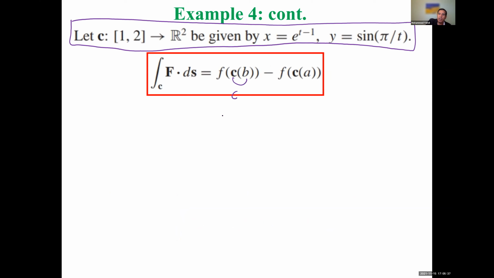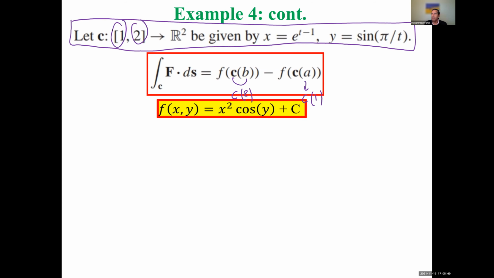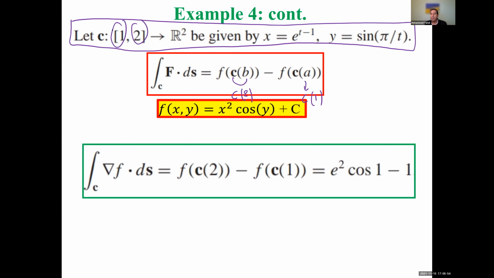So we just need to find f. It's going to be f of the endpoint, which is f of 2, because we have 2 here. And here we're going to do f of 1, because we're starting at 1. And we have our function f. We substitute function f. Let's go ahead and do that. And we're done. So this is really the advantage of knowing that it is a gradient.